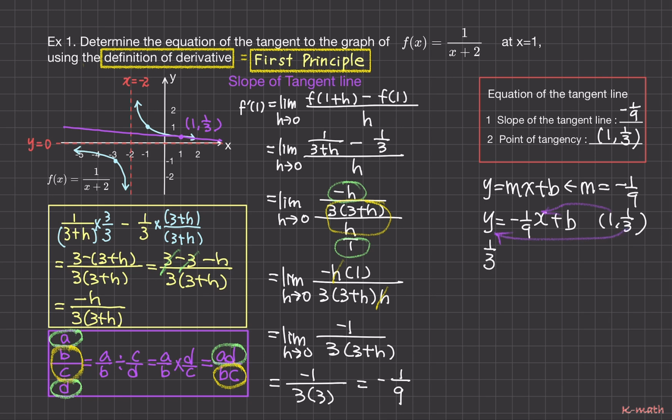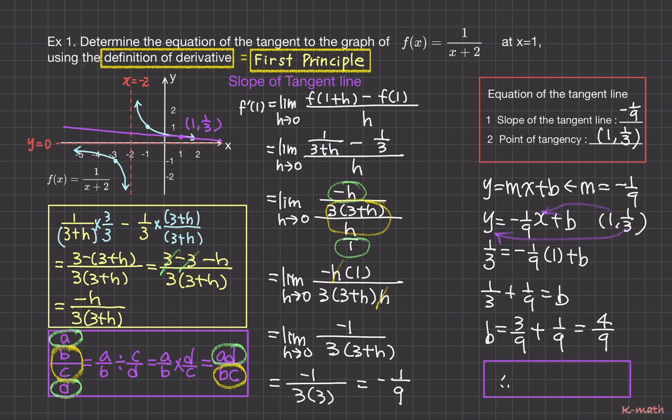So 1 over 3 equals minus 1 over 9 times 1 plus b. Let's move minus 1 over 9 to the other side. 1 over 3 plus 1 over 9 equals b. 1 over 3 is 3 over 9. So b equals 3 over 9 plus 1 over 9, which is 4 over 9. Therefore, the equation of the tangent line is y equals minus 1 over 9 x plus 4 over 9.